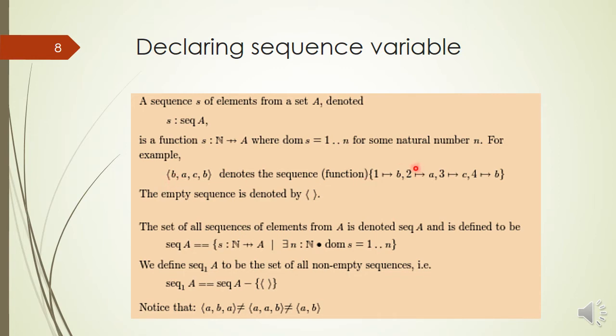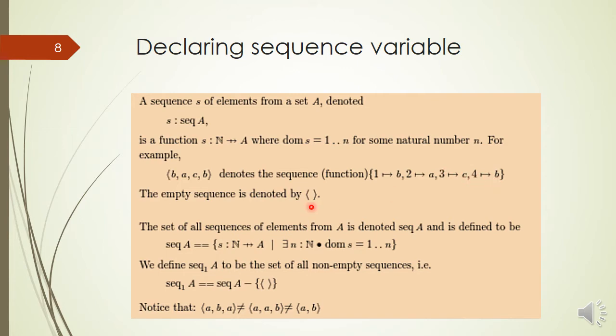Therefore, in a set representation it would be the ordered pair (1, B), and in the sequence the position of element A is 2. Therefore, there would be an ordered pair (2, A). Similarly, the position or index of element C in the sequence is 3, so there would be an ordered pair (3, C). And similarly, element B appears again at position 4, and there would be another ordered pair (4, B).